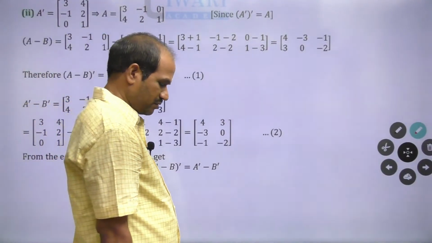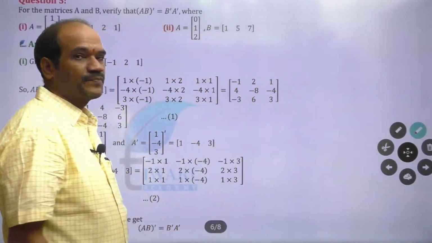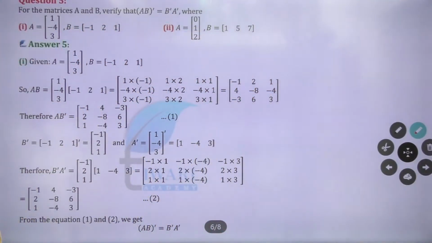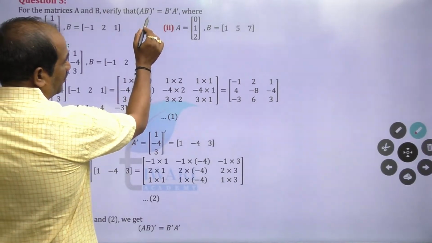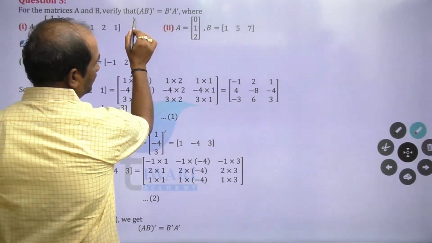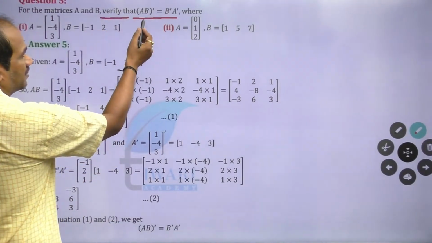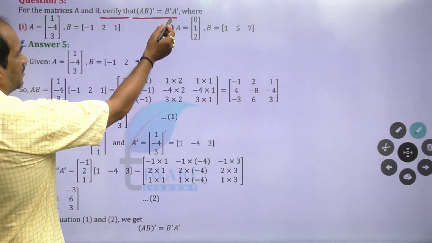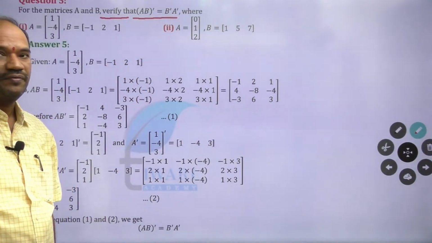Alright, next, see in this next question. For the matrices A and B, AB whole dash is equal to B dash into A dash. Verify that AB whole dash is equal to B dash into A dash. Verify.